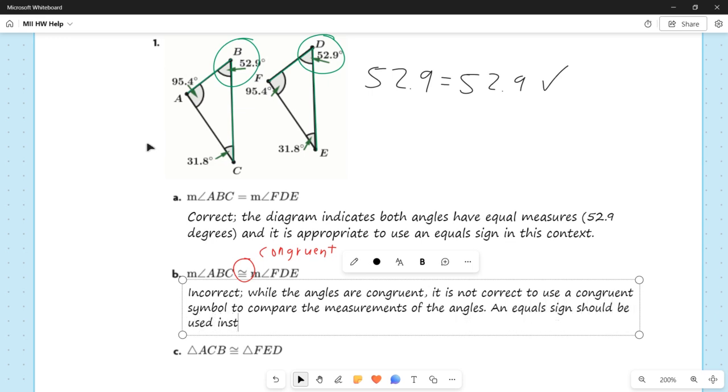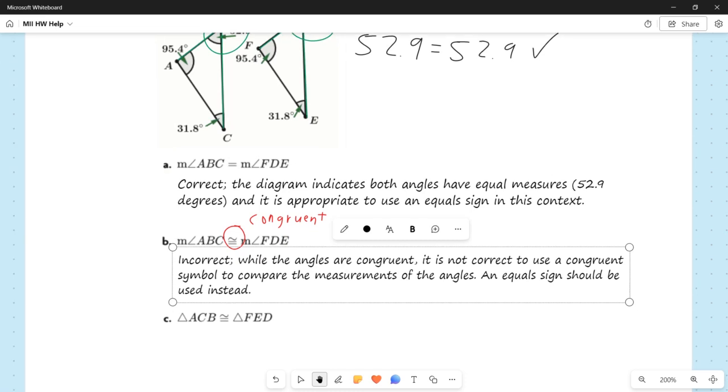should be used instead. So as we saw with part A, when you're talking about the measurement of the angles, that's a number, right? Measurement is going to be some number. So here, that number happened to be 52.9. But the measurement of an angle is always going to be some number. And because it's a number, it means that you can use an equal sign to compare it. Congruent is used to basically compare two identical figures. That's why you could say that the angles are congruent, but not the measurement of the angles. The measurement of the angles are equal because it's a number.